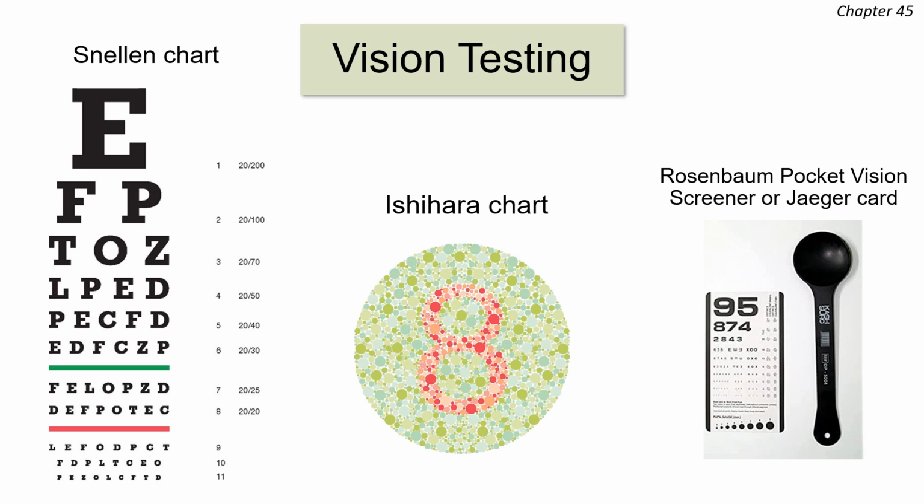Then we have the Ishihara chart. This is to check for color blindness. This is most common in males, but some females are also colorblind.